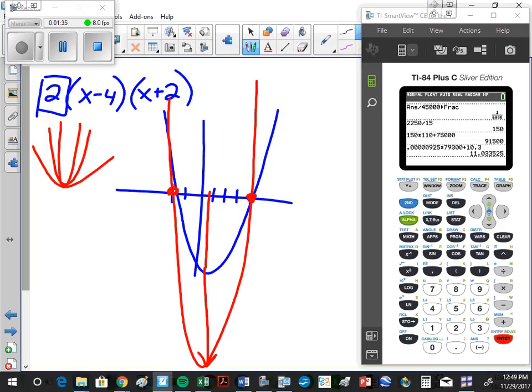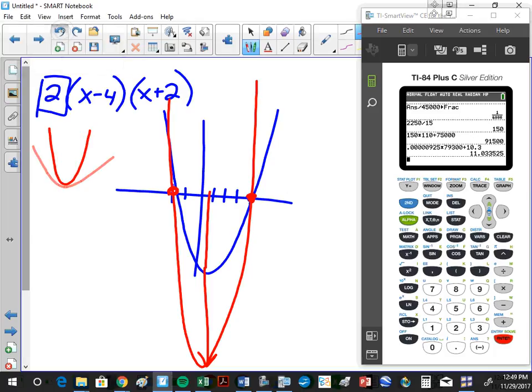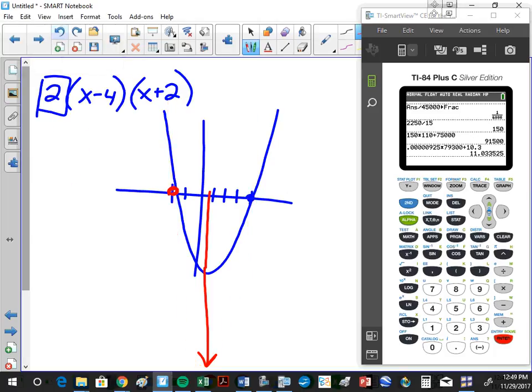Okay? What if instead of a 2, I were to turn this into a 1/3? So we would take the distance of the vertex and cut it into thirds, and that would be the new vertex. And it still has to hit the roots, so it would end up being very short.